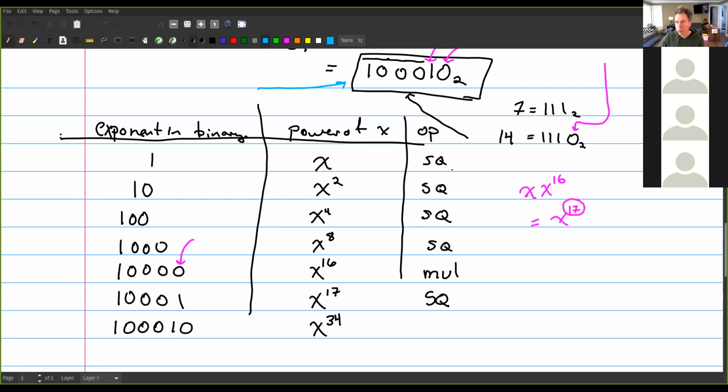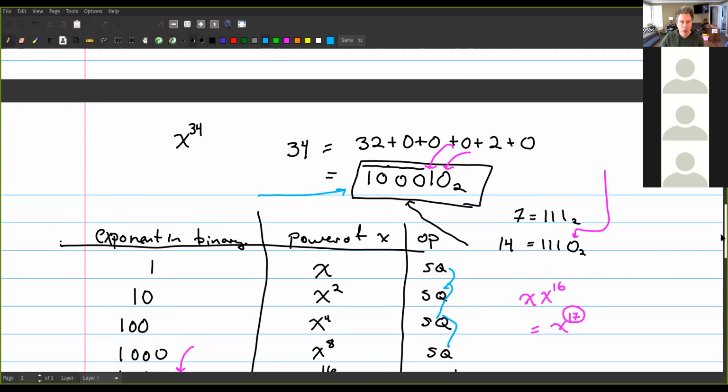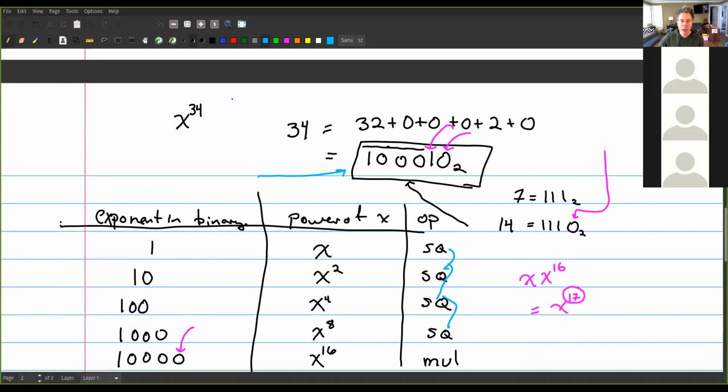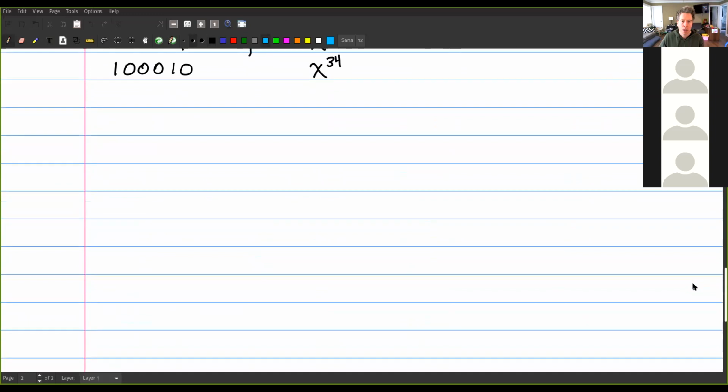So how many operations did we do here? 1, 2, 3, we did 4 squares and 1 multiply. And so that's a lot better than doing 34 multiplications, right? So the bigger the exponent is, the more efficient this is going to be.